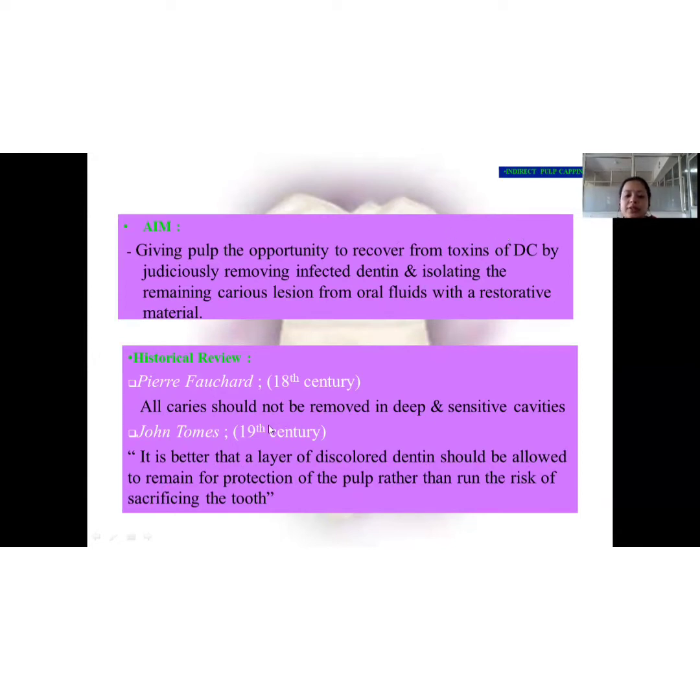Now, history says, according to Pierre Fauchard, all caries should not be removed in a decent surgical cavity. He also advocated the same. And according to John Tomes, it is better that a layer of discolored dentin should be allowed to remain for protection of the pulp rather than run the risk of sacrificing the tooth.